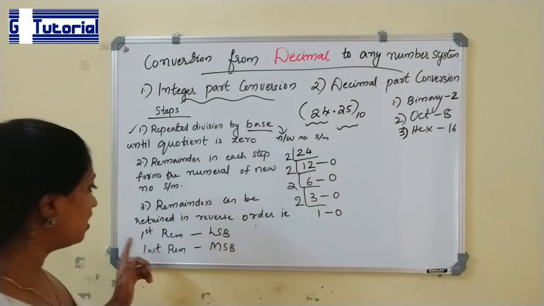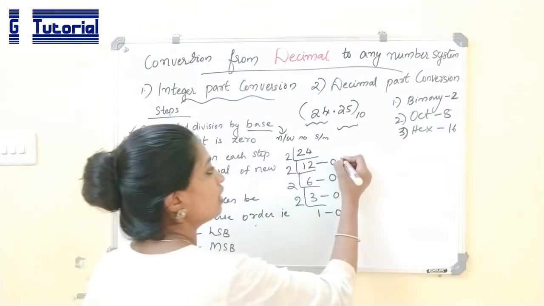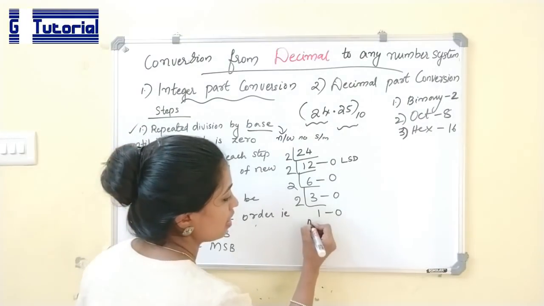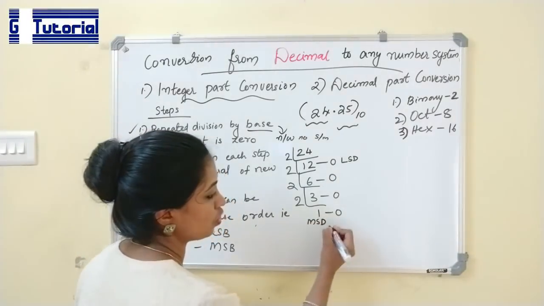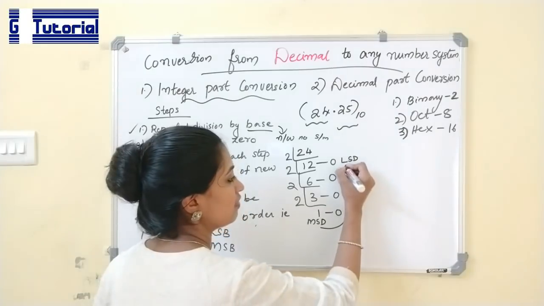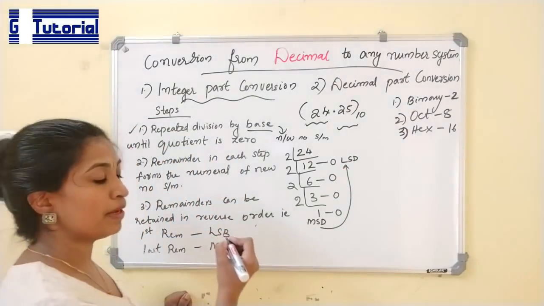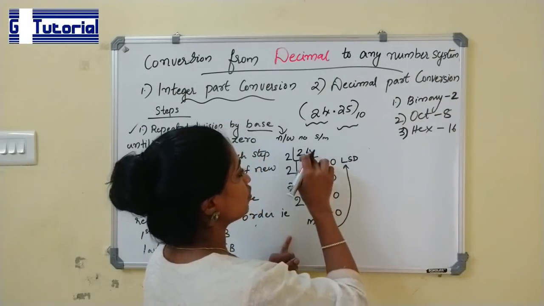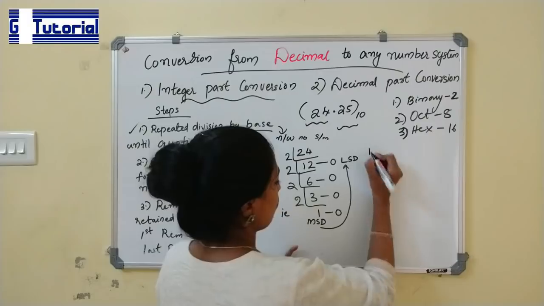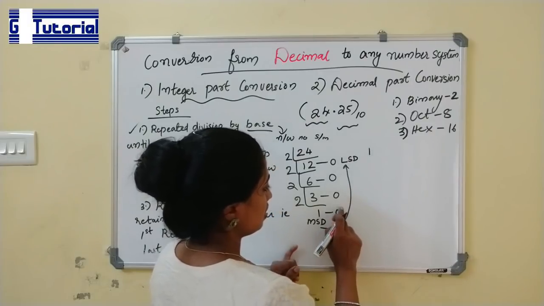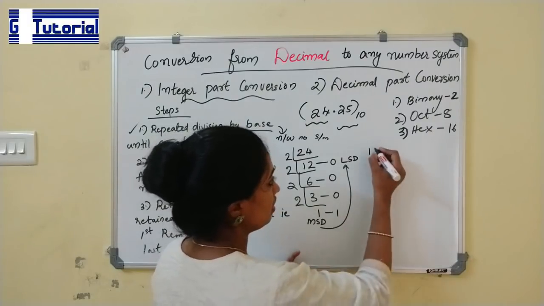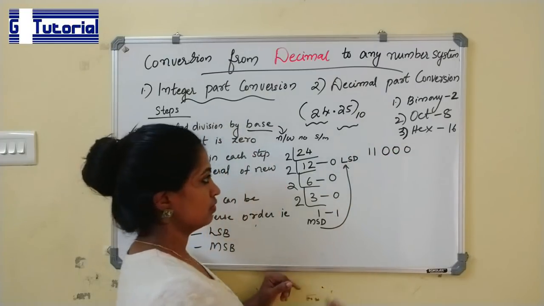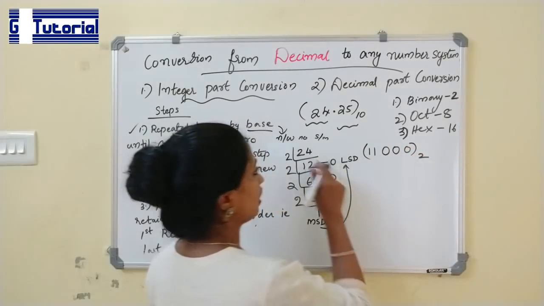And we have seen that the first remainder becomes the least significant digit and the last remainder is the most significant digit. So we have to take it in the reverse direction to get the number in the binary system. So the converted number 24 in the binary system is 11000. This is the binary number equivalent to 24.